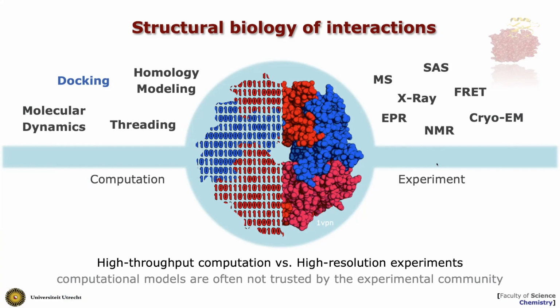Which is why, next to the experimental methods, you also need computational methods, which brings us into the world of computation. And there are different methods to generate structures or models of biomolecular assemblies. You can do it by homology modeling or threading, provided you have enough structures in the Protein Data Bank of other complexes that you can build onto. But for today, the context of computational modeling will be docking.